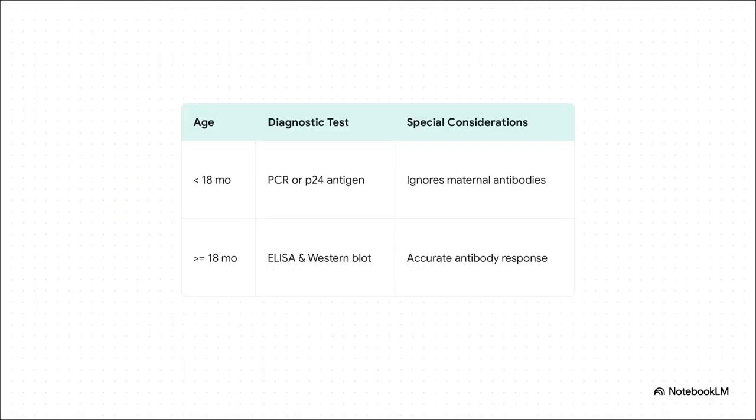If an infant is under 18 months old, you absolutely cannot use the standard ELISA or Western blot tests. The reason is that those tests detect antibodies, and maternal antibodies are transmitted right across the placenta. So if mom has HIV, the baby's going to have her antibodies, which triggers a false positive. Because of that, for any infant under 18 months, we rely entirely on tests that detect the actual virus itself, like the PCR or the P24 antigen assay. Once they cross that 18-month mark, their own immune profile takes over, and ELISA and Western blot become perfectly accurate.